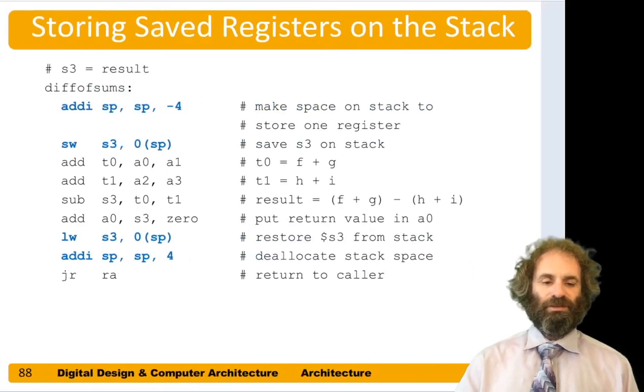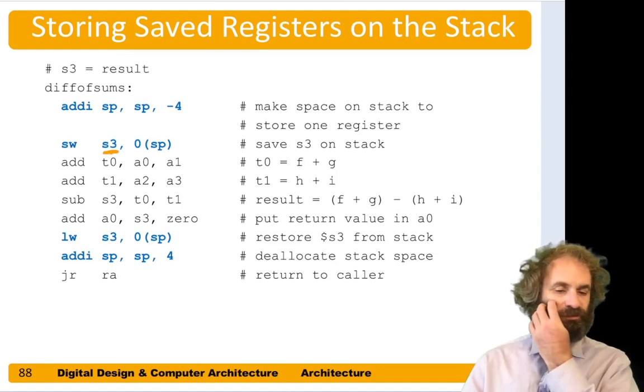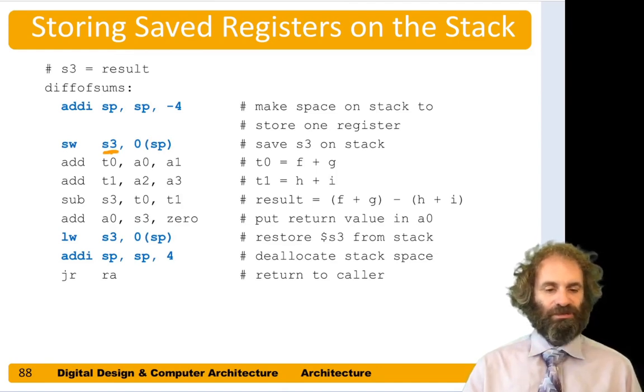So let's revisit diffofsums, but this time only S3 needs to be saved because it was one of the preserved registers. Diffofsums has to promise it won't trash any of the S registers, but it's free to do what it wants with T registers. So here in diffofsums, now we're only going to move the stack pointer down by one word, 4 bytes, store away S3.